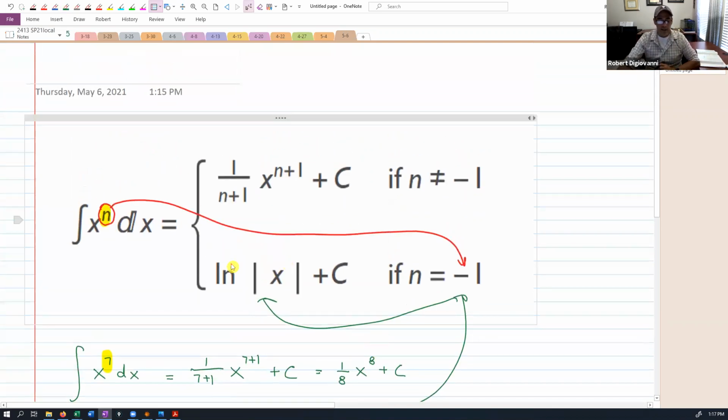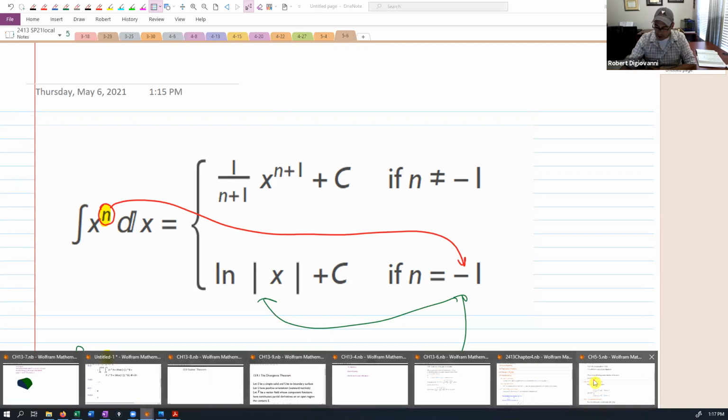Okay, this rule is called the power rule for integration, or for antiderivatives. And we should all now be somewhat comfortable with this. If we ever see something where it's x to a power, we're happy because we can find the antiderivative using this. Okay?